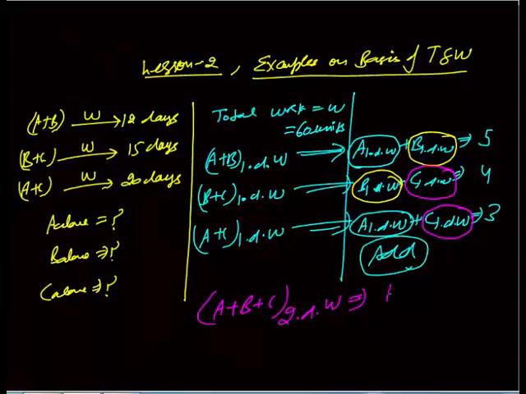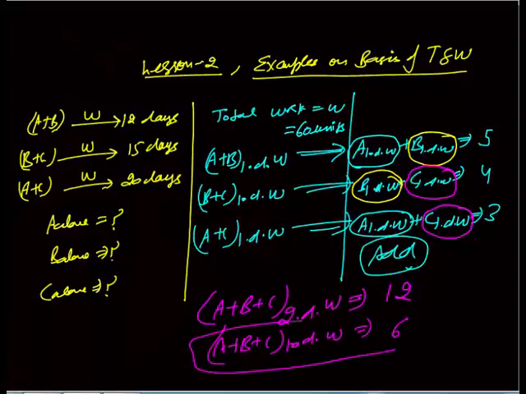So 2 days work would be 12. Can I say A plus B plus C one day work would be 6? You can name these equations: this is equation number 1, equation number 2, this is equation number 3 and this is equation number 4. Now our question is almost solved.